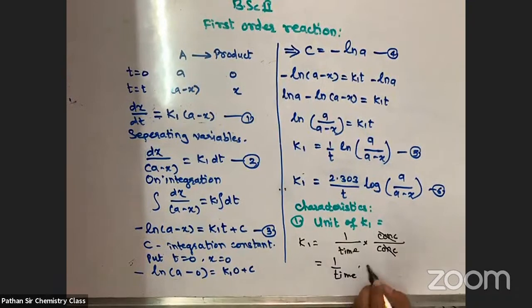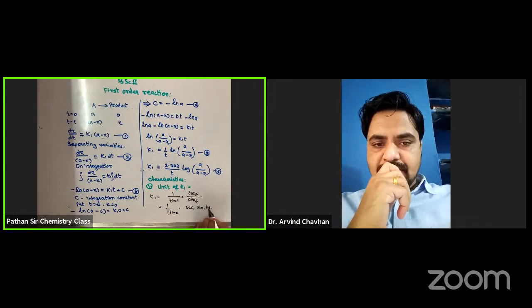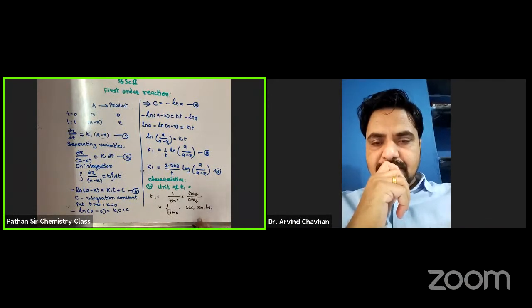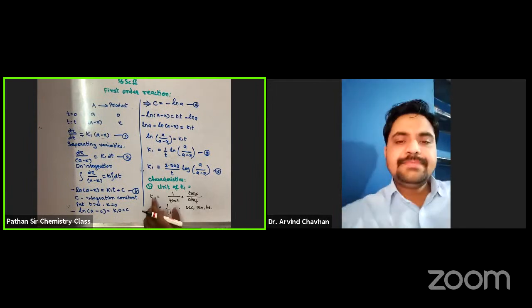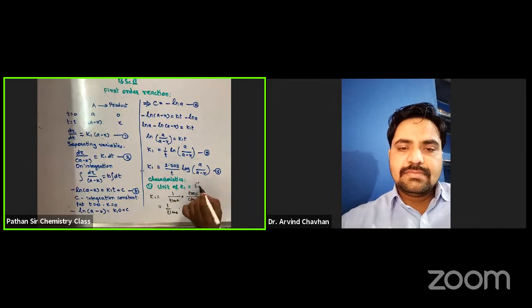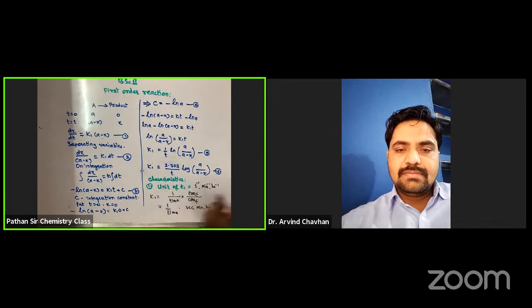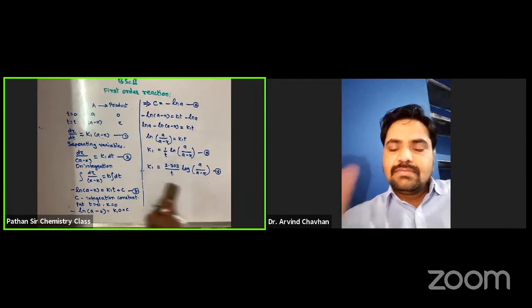Now, for the unit of time you can take seconds, minutes, hours, months, days and so on. So the first characteristic is that the unit of K is per second or per minute or per hour and so on. So per unit time is characteristic number 1 for the first order reaction. Okay. Let us go for the second characteristic, that is the half life of the first order reaction.